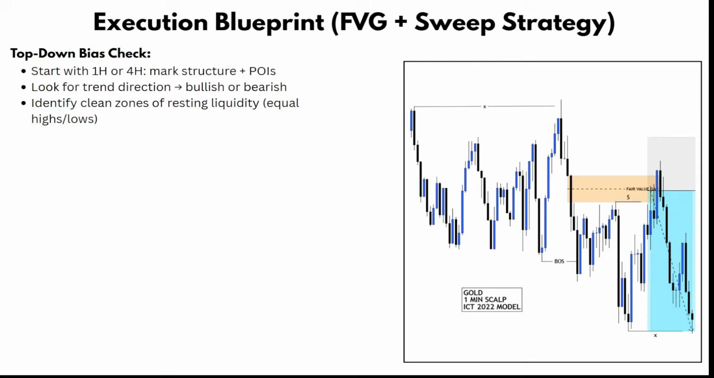Me personally, I sometimes go on the 15 seconds, right? But if I'm on the 15 seconds, everything has to align from the 1 hour, the 15 minutes, the 5 minutes, the 3 minutes, the 1 minute. Everything has to be in order for me to take that 15-second trade. Because if it's not, then I'm going to be out of alignment. So that's the first thing, our top down bias check.